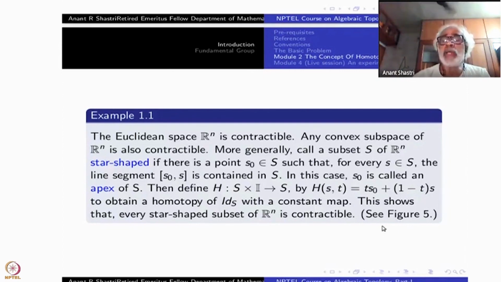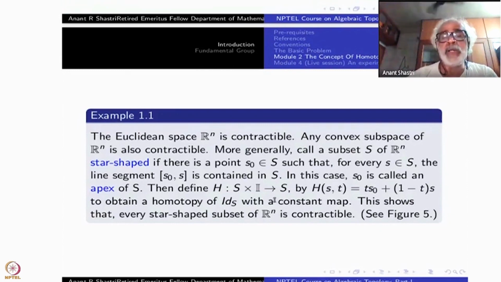In fact, we can generalize it to what are called star-shaped subsets. Namely, take a subset S, it's called star-shaped if there is one point S naught such that every other point S can be joined to this S naught inside S, which is the same thing as saying that the line segment S naught to S is contained inside S. In this case, S naught is called an apex of S. This is the definition for star-shaped sets.